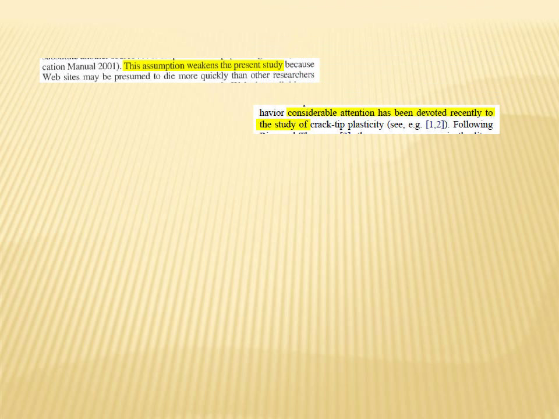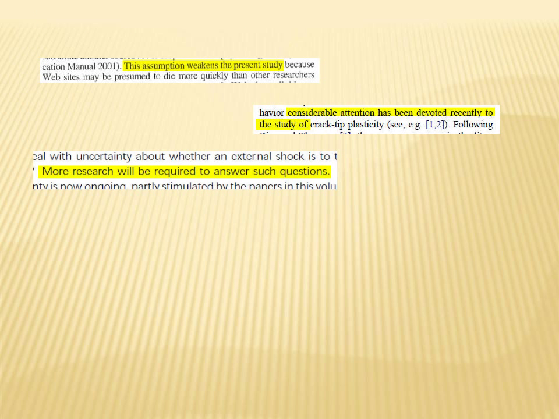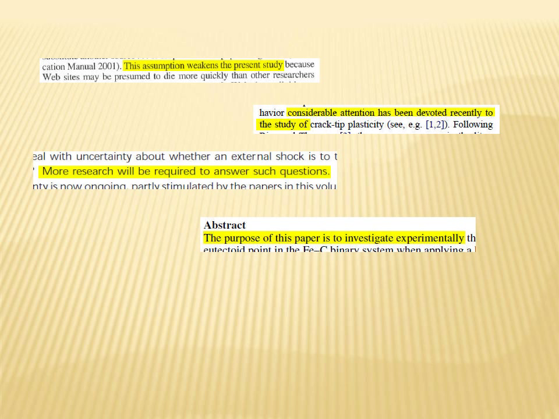Some examples of generic text from the handout I mentioned include the following. This assumption weakens the present study. Considerable attention has been devoted recently to the study of. More research will be required to answer such questions. The purpose of this paper is to investigate experimentally. The results shown in this paper indicate that.